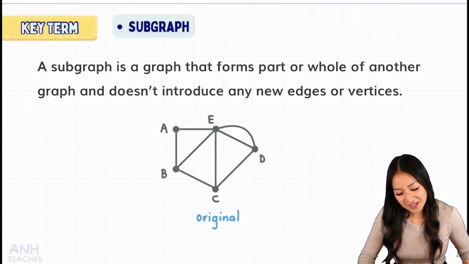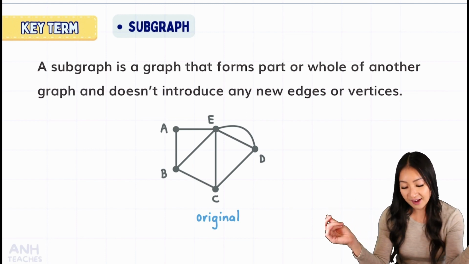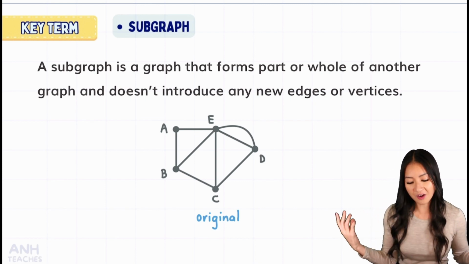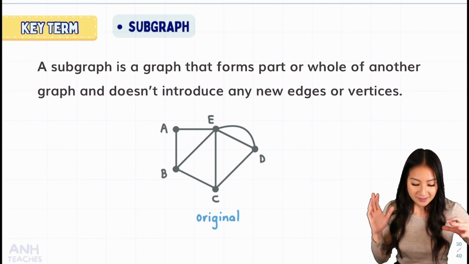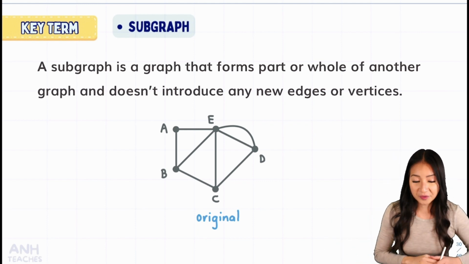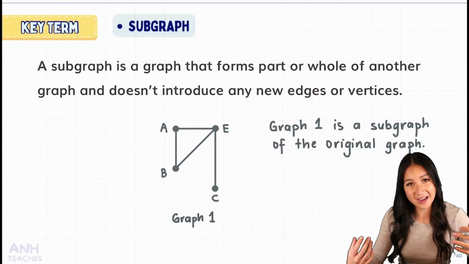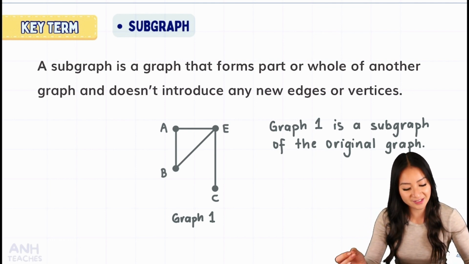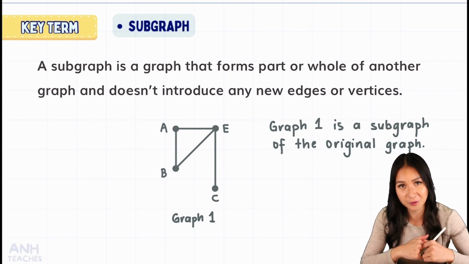And finally, we have arrived at the last term for this lesson. It is a subgraph. Now, a subgraph is a graph that forms part or whole of another graph, and it also doesn't introduce any new vertices or edges. So let's look at this graph here. We're going to call this the original graph. If I remove a vertex and a few edges and I don't introduce any new vertices or edges, this is now a subgraph of the original graph.